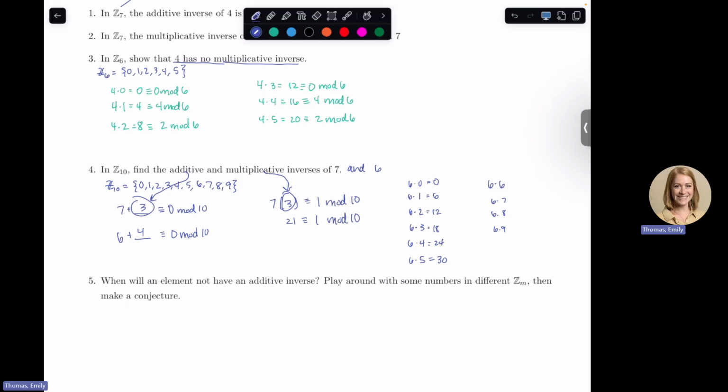That's 30. That's not going to work. That's 36. That's not going to work. That's 42. That's not going to work. That is 48. That's not going to work. That is 54. That's also not going to work.